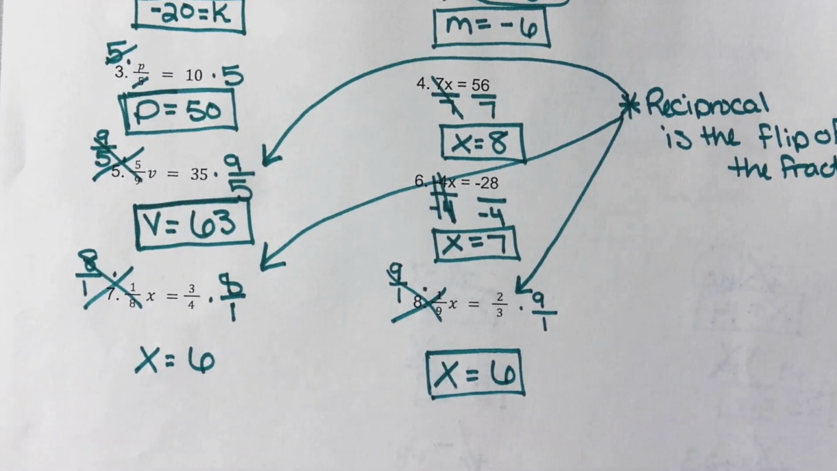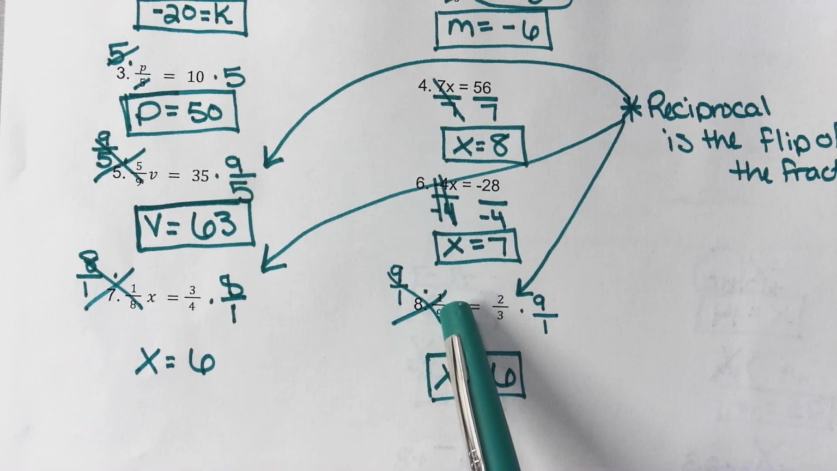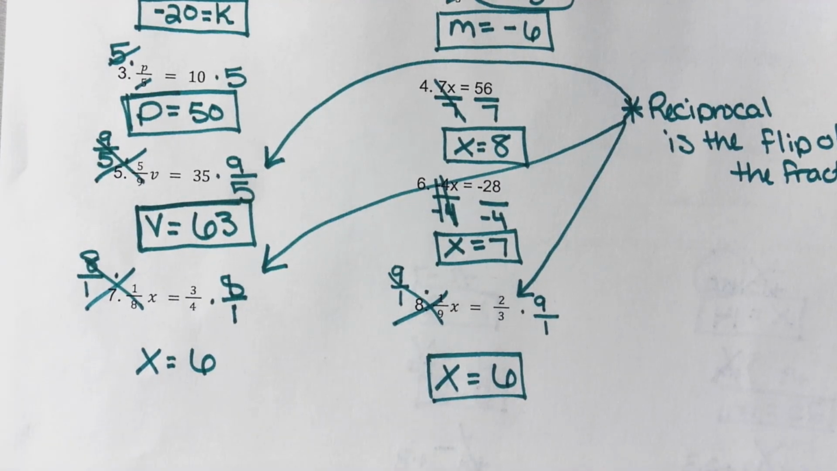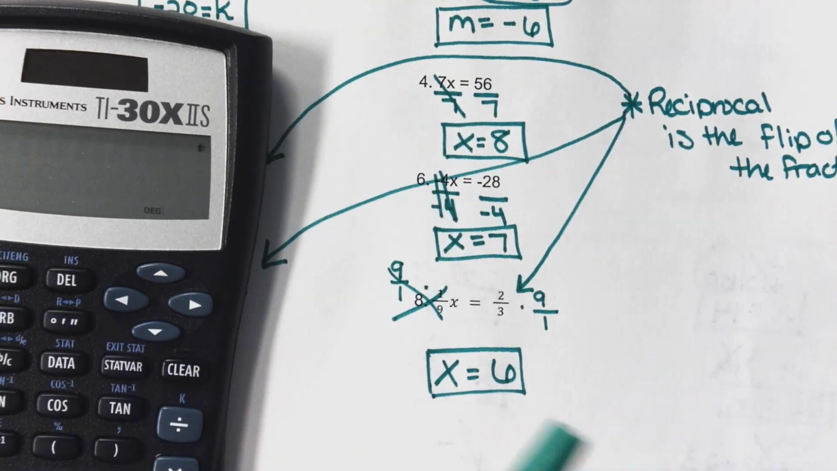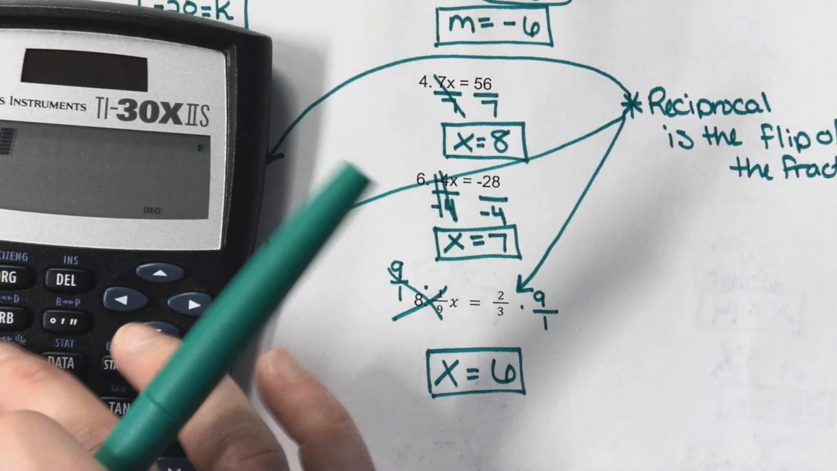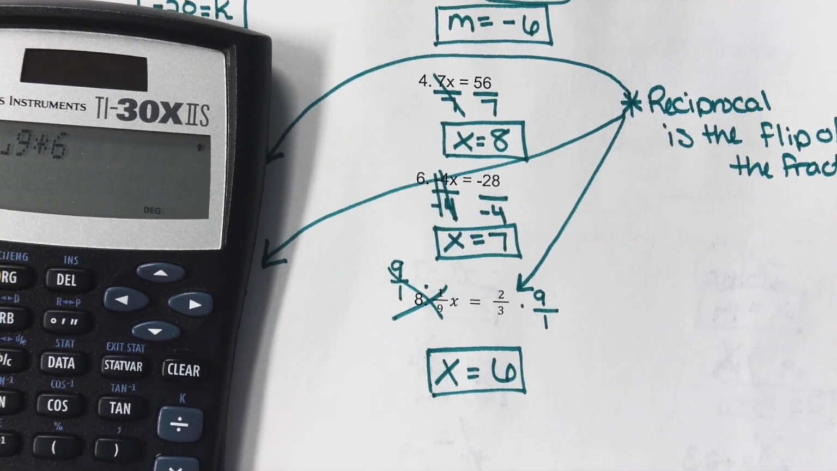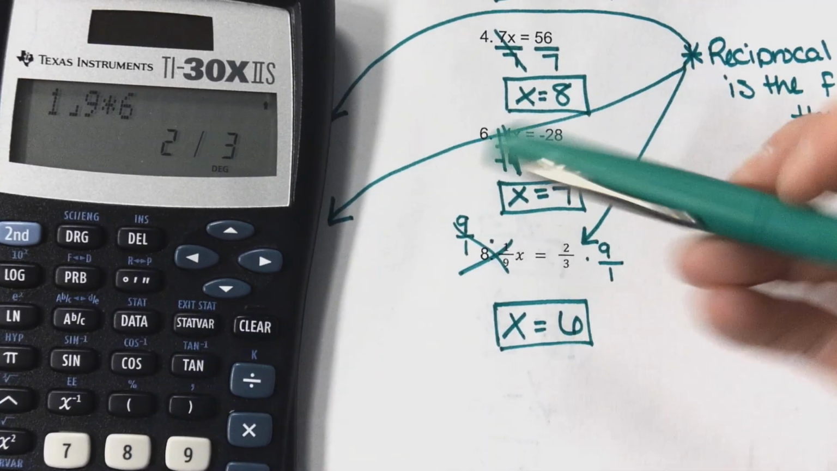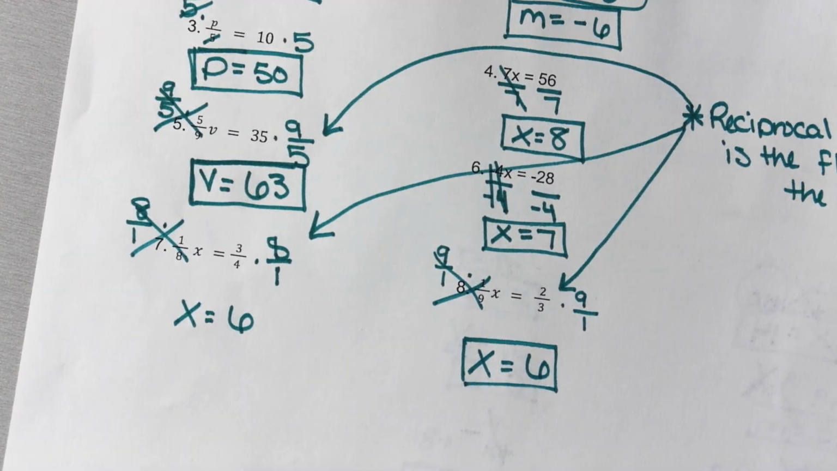Now, do you remember we talked about the fact that you can always check your answer to make sure it works? If you plug the 6 back in, you should end up getting 2/3. So if I plug it back in, do you see how there's a 1/9 out front? If I do 1/9 and plug the 6 in for X, it should give me this answer, which is 2/3, and it does. So we can always check our work.